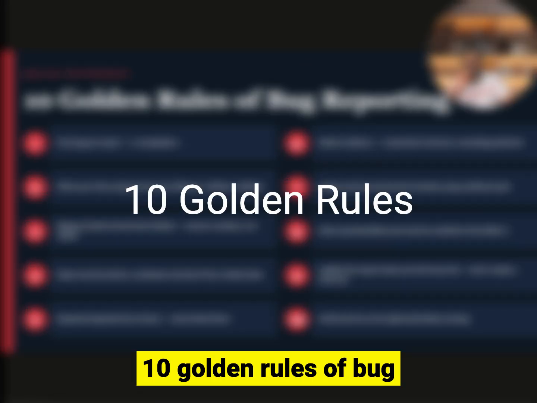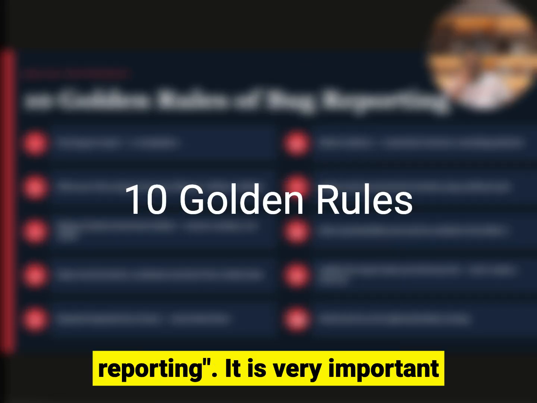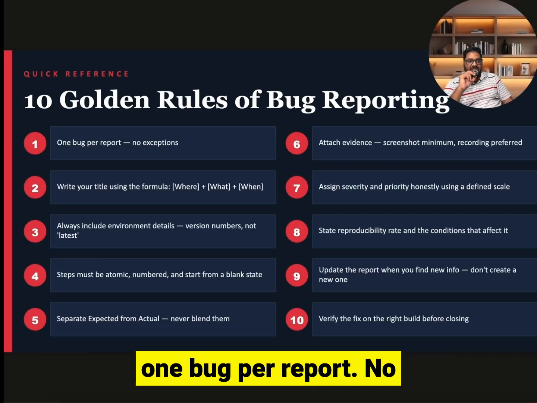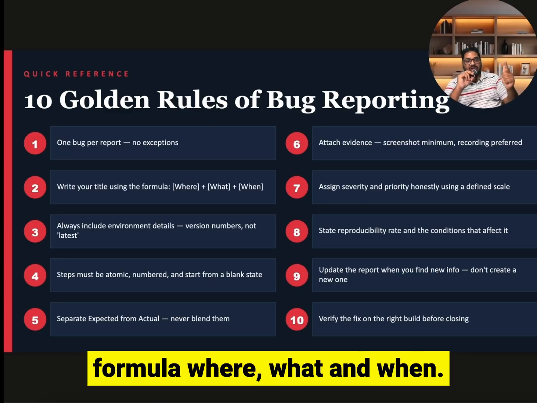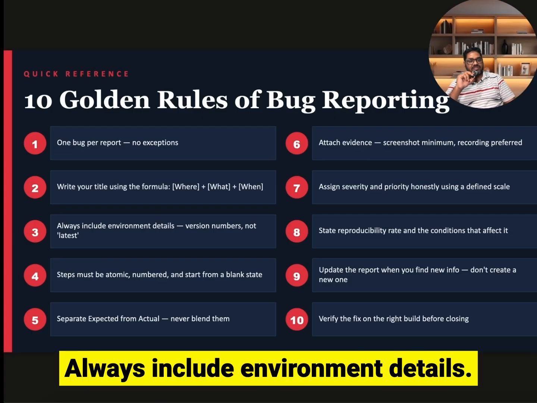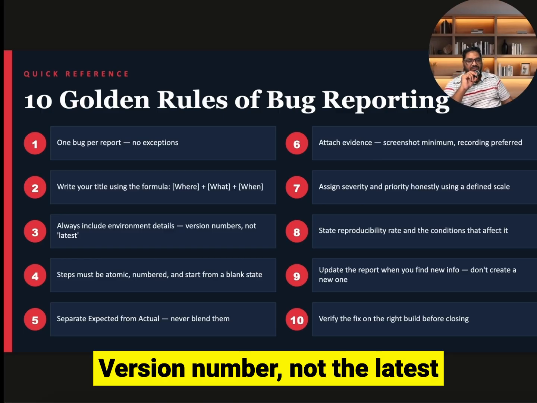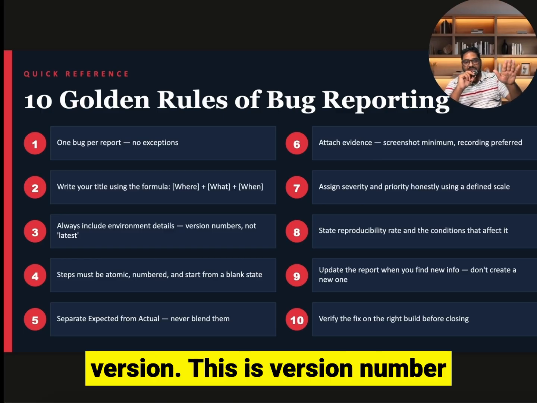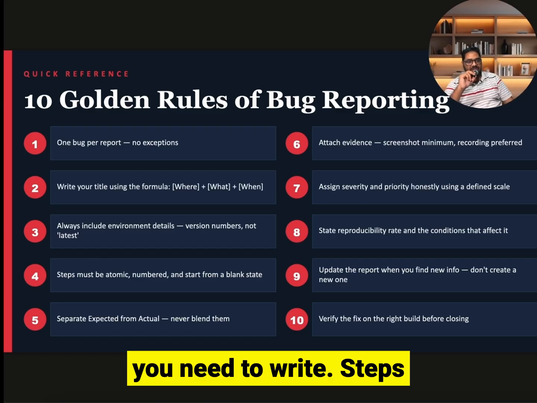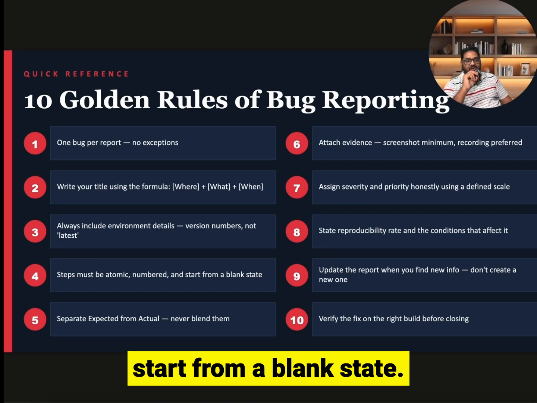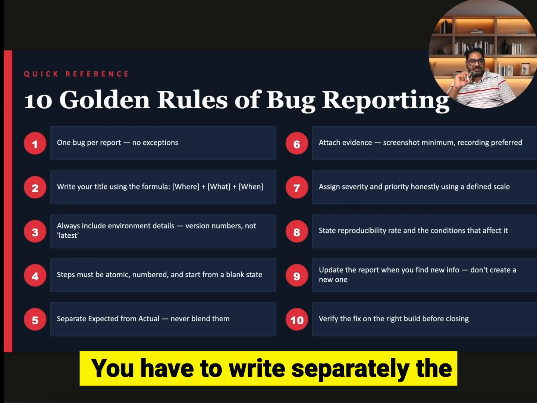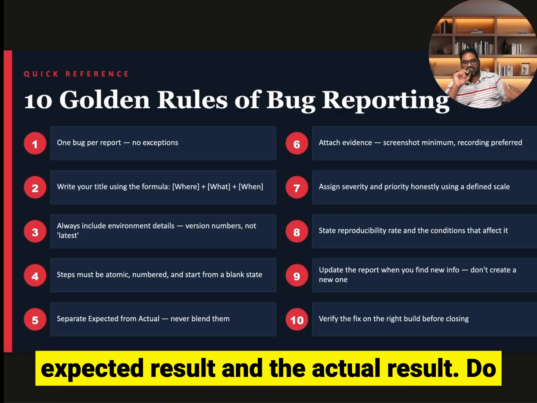Now let's discuss the 10 golden rules of bug reporting. It is very important. One bug per report, no exception. Write your title using the formula where, what, and when. Always include environment details, version number, not the latest version. This is the version number you need to write. Steps must be atomic, numbered, and start from a blank state. You have to write separately the expected result and the actual result. Do not blend them.